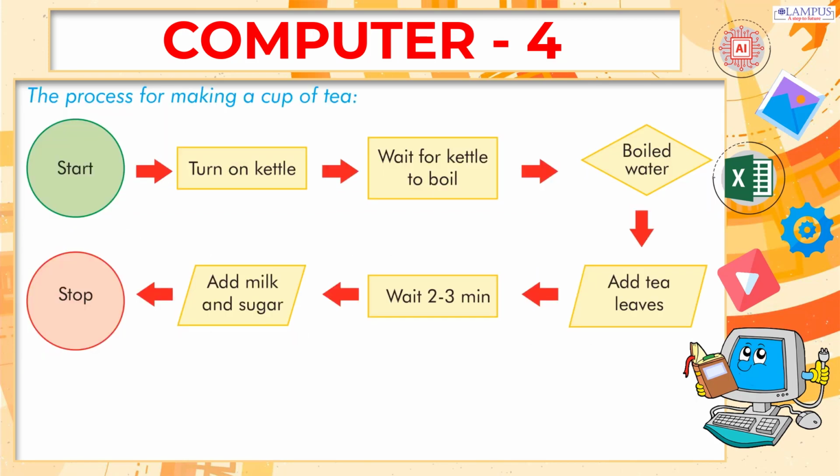The process for making a cup of tea. Start. Turn on kettle. Wait for kettle to boil. Boiled water. Add tea leaves. Wait 2 to 3 minutes. Add milk and sugar. Stop.